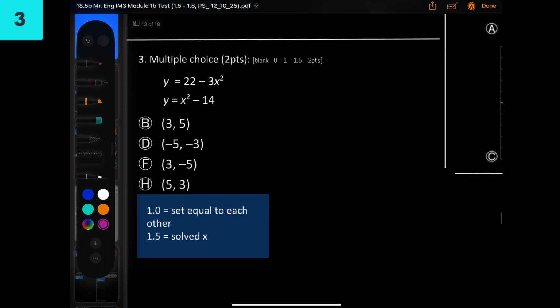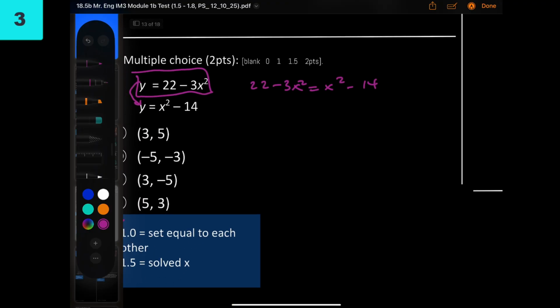Okay, question number 3. We're supposed to solve this. And so basically you're taking this and putting it into that y. This is called the substitution method for solving systems. 22 minus 3x squared equals x squared minus 14. So I gave you 1 point if you just set equal to each other. Now, it's better if your A value is positive. Remember, there's a 1. A lot of students kind of forgot that or didn't know that.